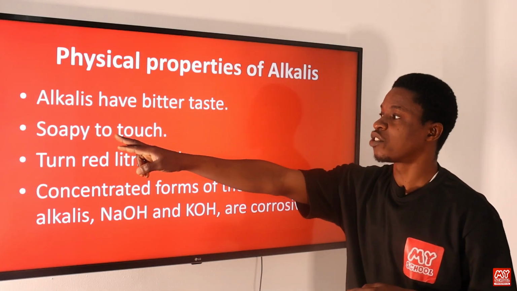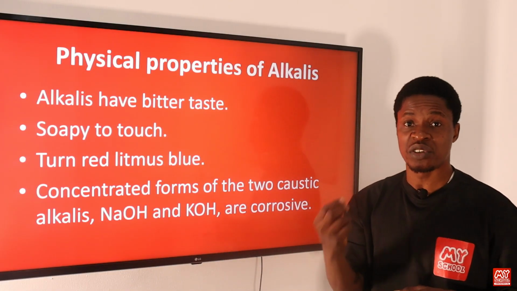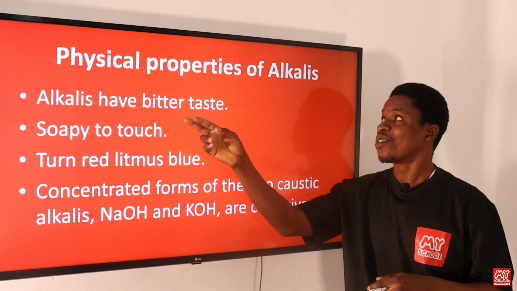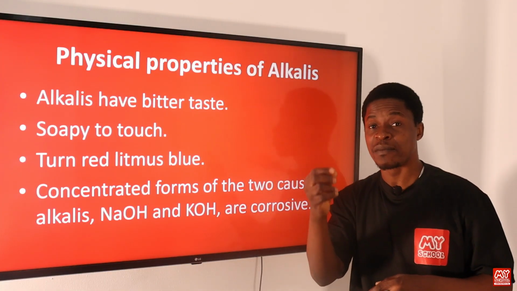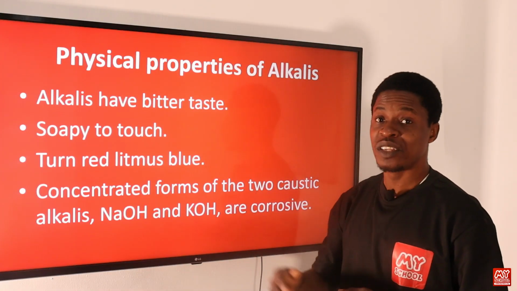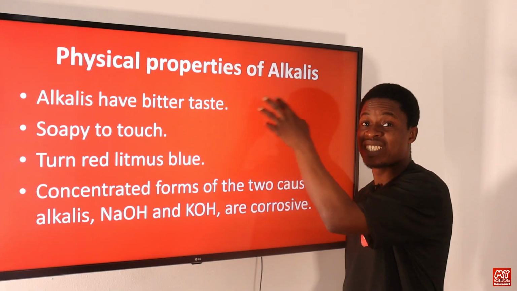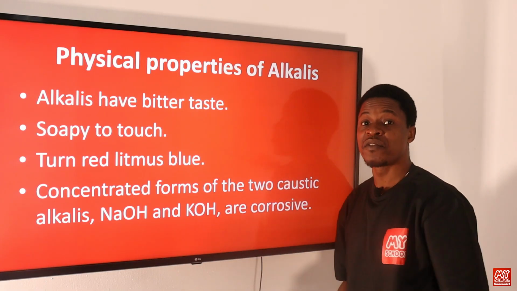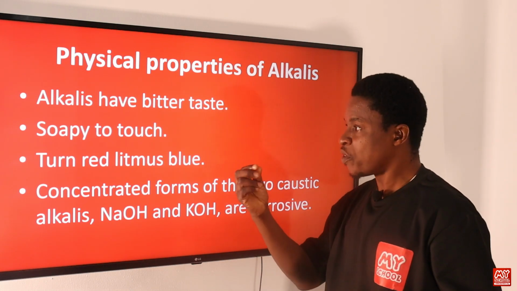The second one is they are soapy to touch. When you touch them, just like how slippery it is when you touch soap, that is how you can identify alkali or bases also. When you touch them, they feel like soap. Of course, we have caustic soda, which is an alkali, used in the production of soap itself. So you can feel that touch.